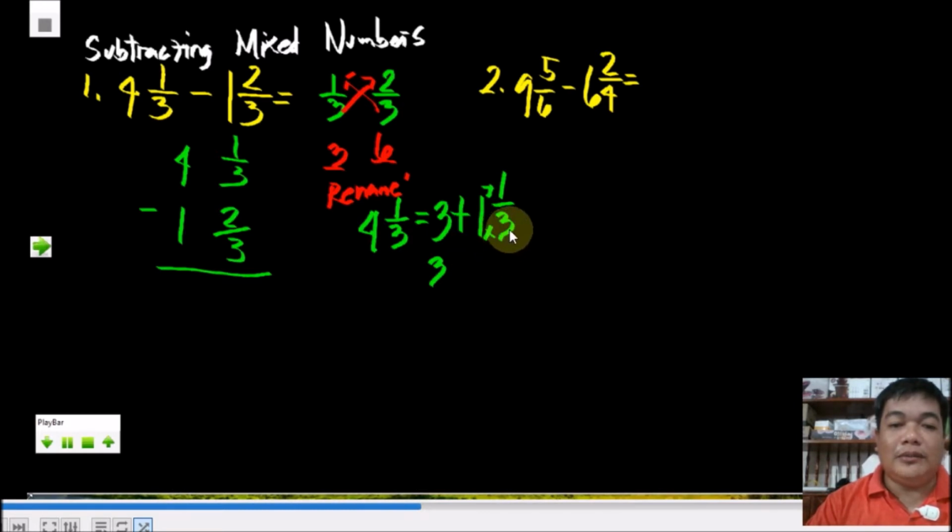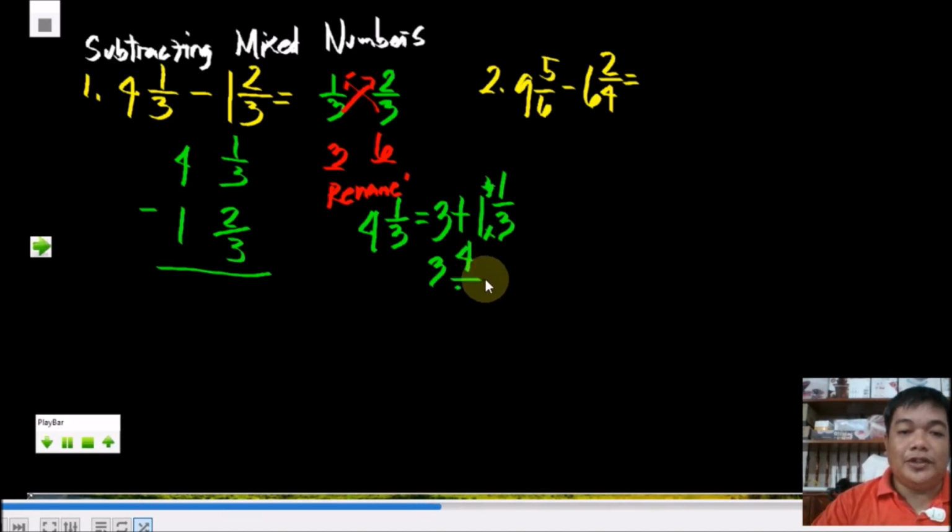We're going to multiply the denominator to the whole number, then add the product to the numerator. Then the denominator will serve as the denominator for the new improper fraction. 3 times 1, that will be 3, plus 1, that will be 4. So 3 and 4/3. So 4 and 1/3 is renamed as 3 and 4/3.